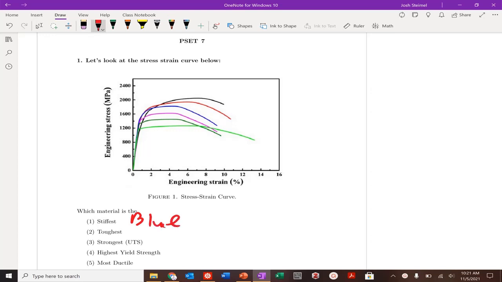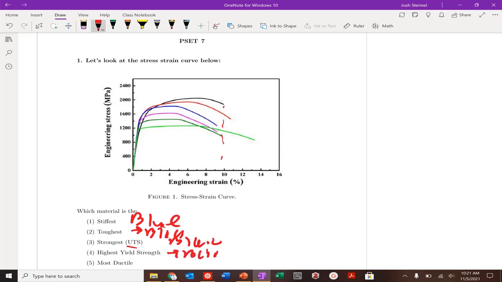My toughest, I would say, is probably the black curve, because it is the highest, and if I look at the total area under the curve, it is not too much different. I think the toughest is going to be my black curve. Strongest, well, again, depends. Am I talking about, actually it says here UTS strength, so that's also black. Highest yield strength, well, let's look at that here. I actually think, yeah, it's actually the black curve as well.